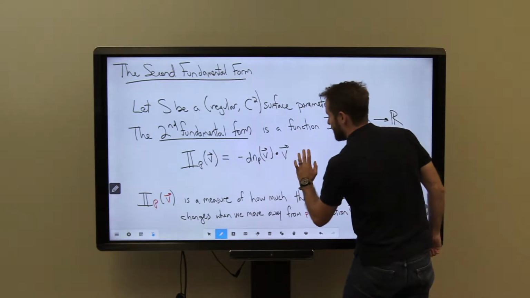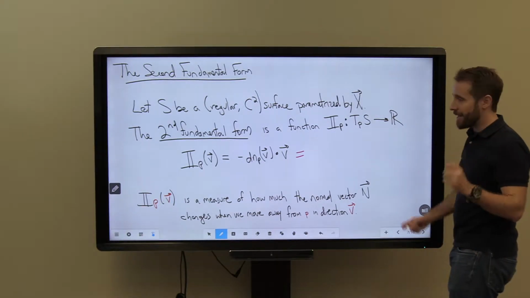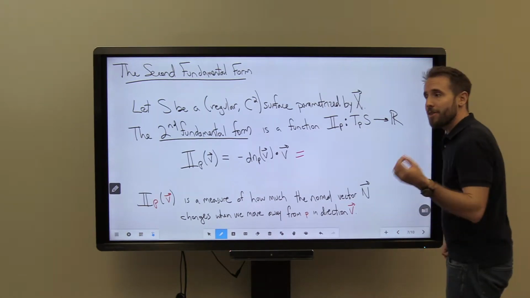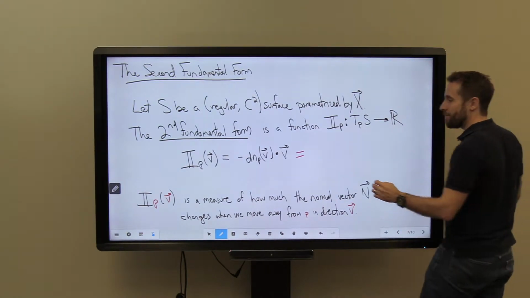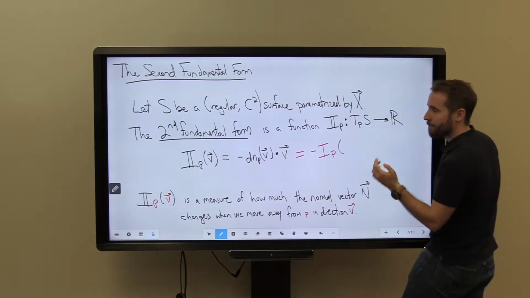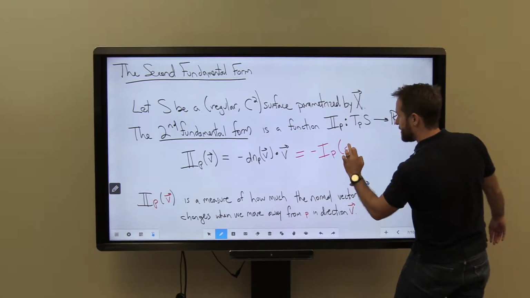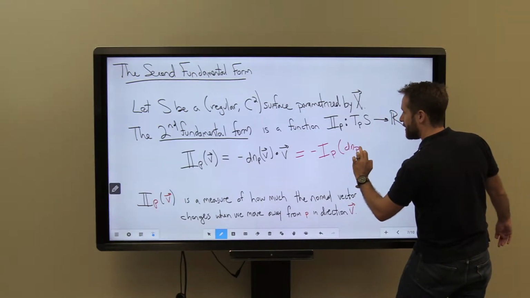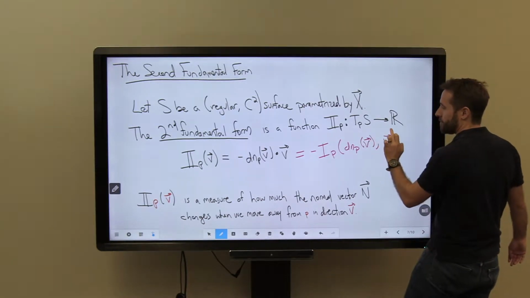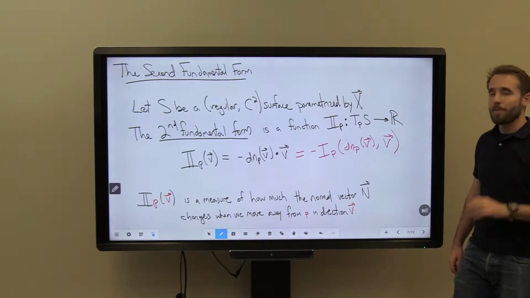And as a reminder, because we are in this tangent space, that dot product is the R3 dot product, but within the tangent space itself, it can be thought of as the first fundamental form. So this is really negative the first fundamental form of p of dN_p of v, dotted with v. All right, so that's an equivalent way to write this.